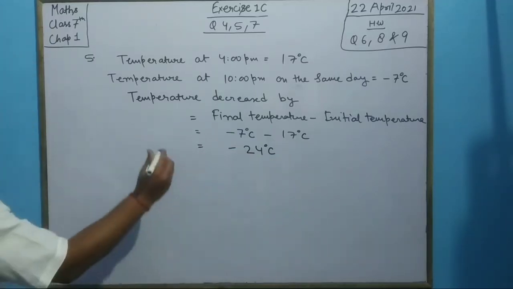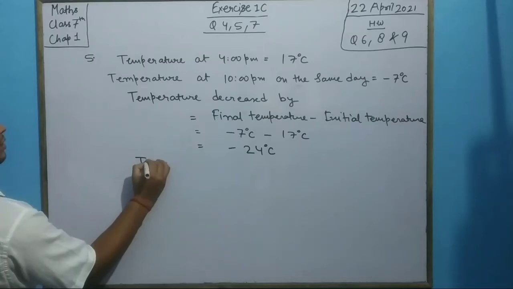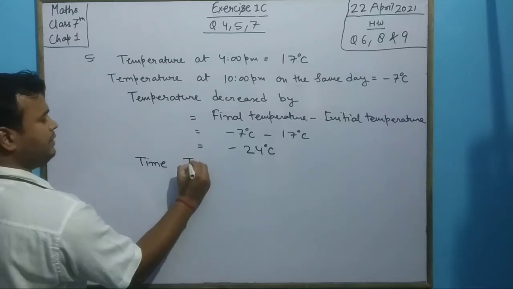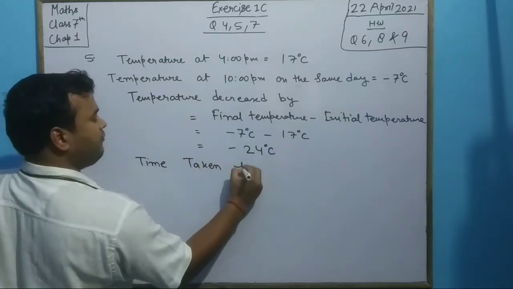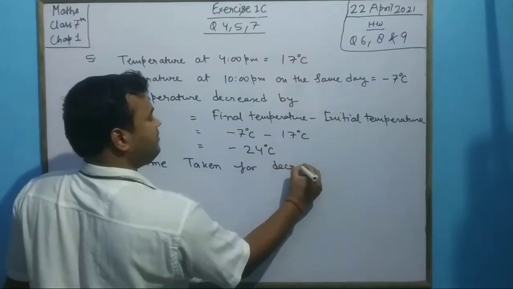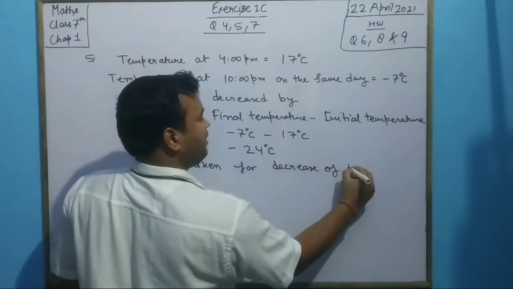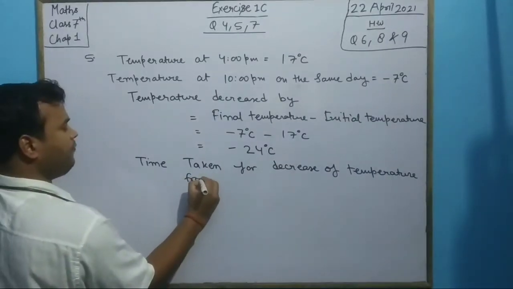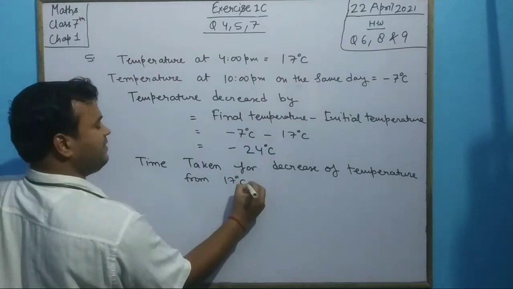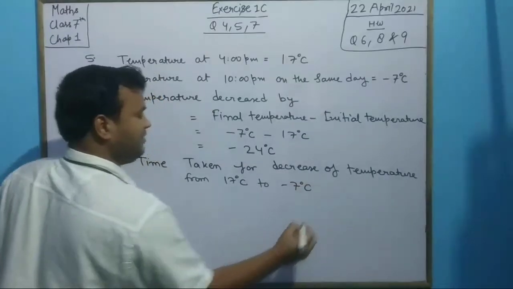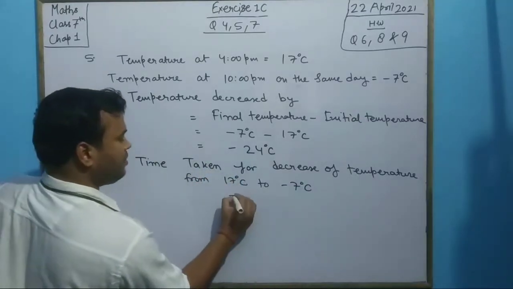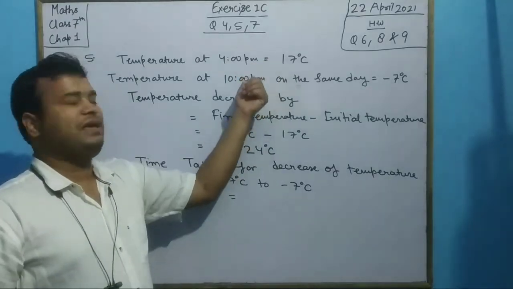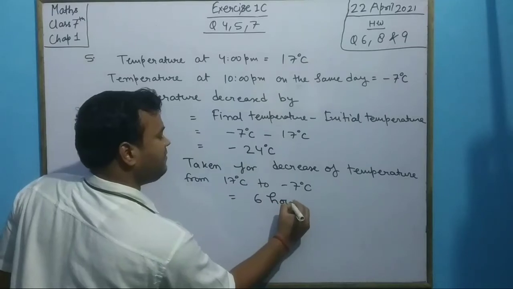Okay. Now the time taken for the decrease of temperature from 17 degrees Celsius to minus 7 degrees Celsius. How much time is taken? You can see at 4 p.m. to 10 p.m. How much time is there? From 4 to 10, 6 hours is taken.